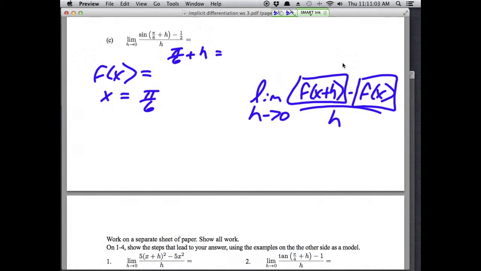X. So if I'm doing the reverse, I want to take the pi over 6 plus h out and put what back in its place if I'm trying to get to the original function? X. So if I take that out and put x in its place, what's my original function? Sine of x. So now I can get my derivative and then I can evaluate it at my x value.